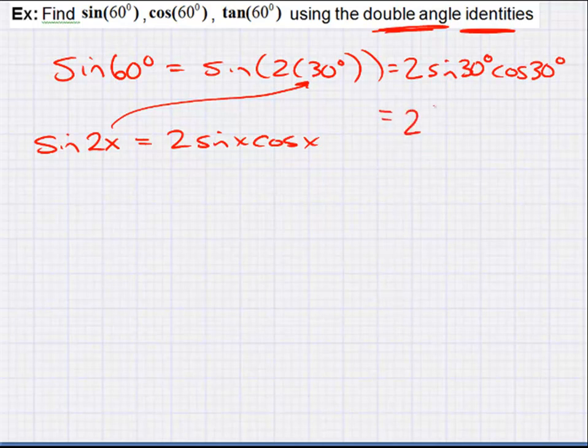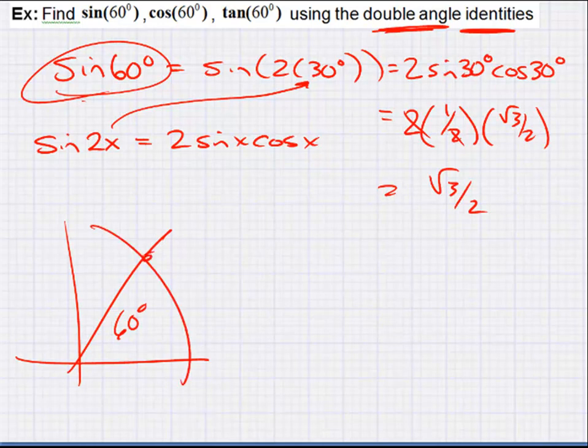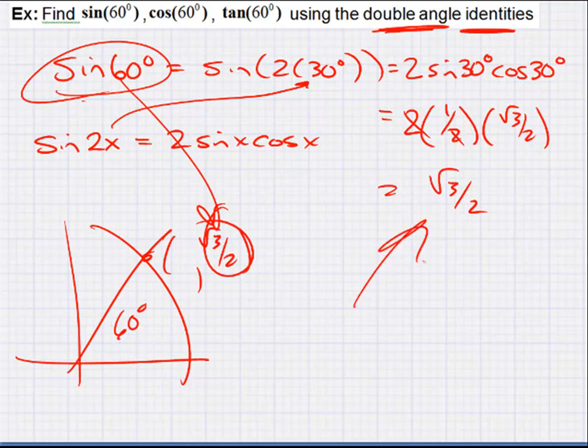Well, 2 times the sine of 30 degrees, 30 degrees being square 1/2, and cosine of 30 degrees being square root of 3 over 2. I cancel these, I get square root of 3 over 2. But guess what? I can find the sine of 60 degrees much easier than doing this. I should just know that when I look at 60 degrees on the unit circle, the y-coordinate is square root of 3 over 2, and so the sine of 60 is square root of 3 over 2. This is the long way of doing it, but you can, in theory, use the double angle identities to do any of these.